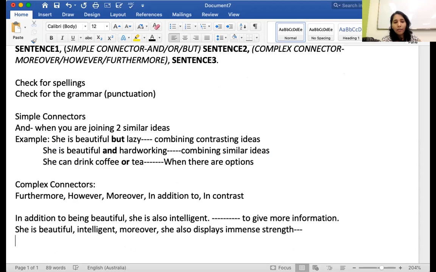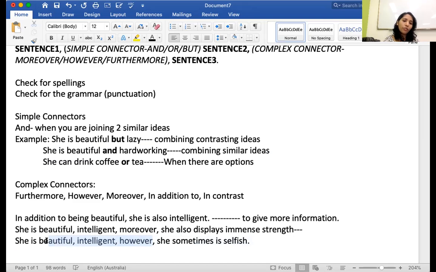So when you say moreover or however, so you say she is beautiful. So you're comparing ideas. So you say she's beautiful, intelligent. So you're comparing contrasts again. So you use however. She sometimes displays, or she sometimes is selfish. Okay, so you're comparing ideas, however. So you're comparing two things, positives and negatives. That's when you use this word however.